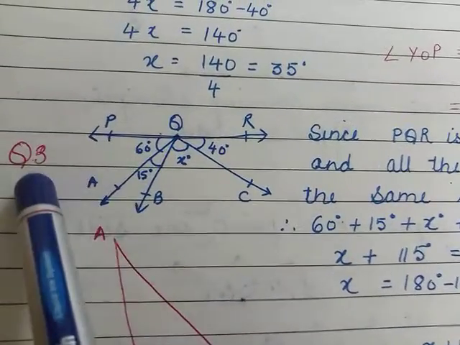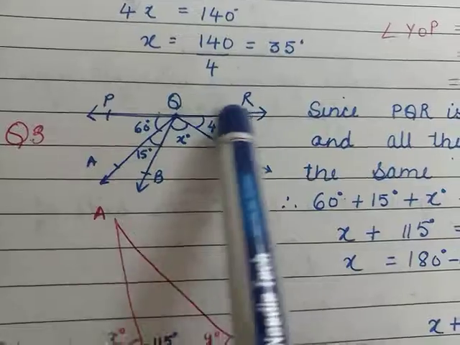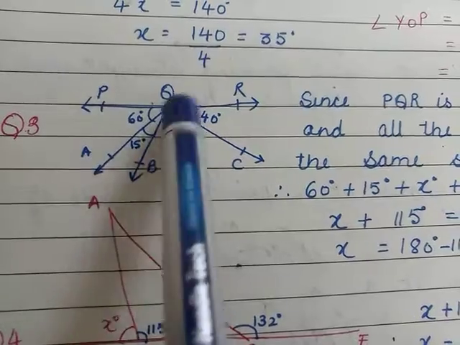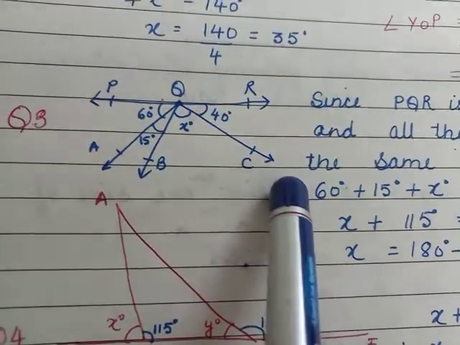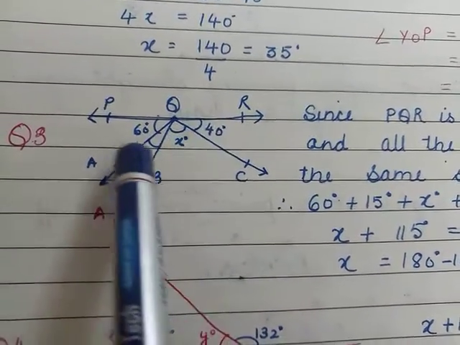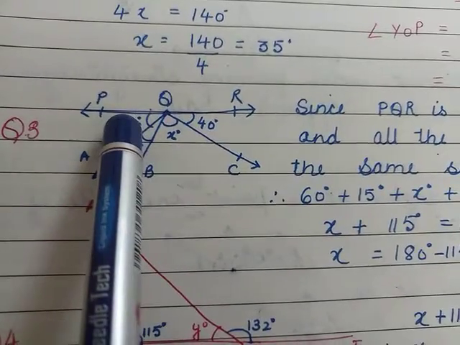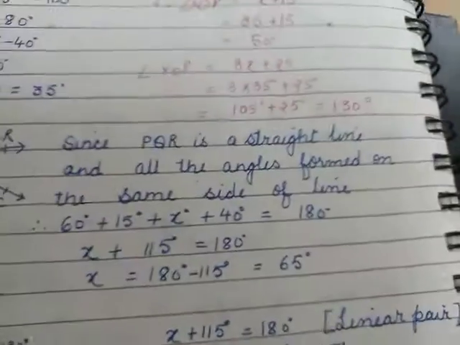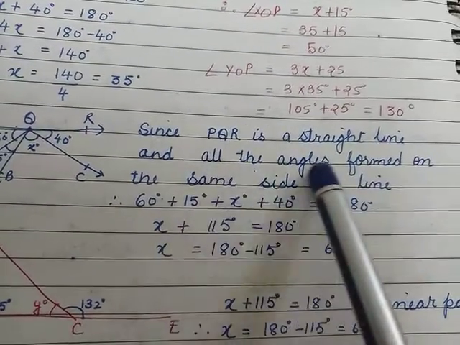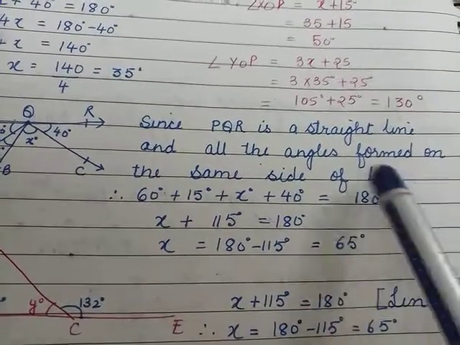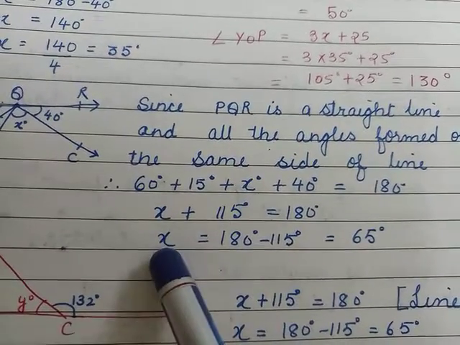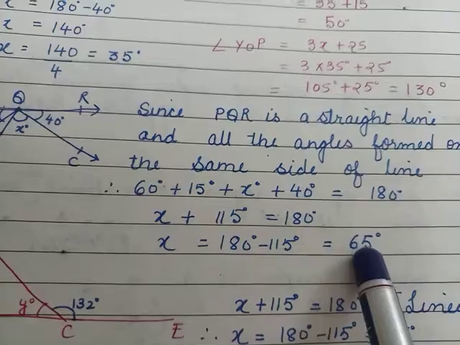Now I discuss question number 3 with you all. They are saying PQR is a straight line, okay, and the angles are formed on one side of a line only. So we remember that the sum of angles on one side of a line is 180 degrees. Therefore the sum of all these four angles is going to be 180 degrees. Let's have a look at its solution. So we'll write, since PQR is a straight line, all the angles are formed on the same side of a line, therefore we find the sum of all the angles, which is 180 degrees, and we get the value of x as 65 degrees.